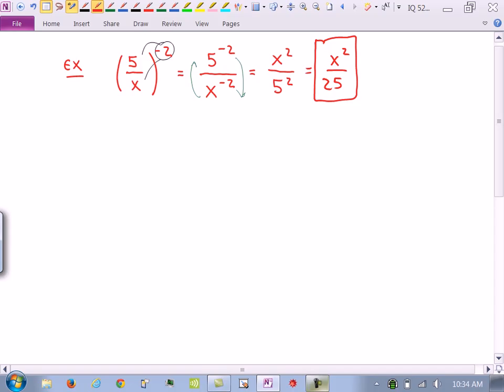All right, let's try this. How about 9y to the negative 2 over 3x to the third, all of it raised to the third. It's like a snowball, right? It just keeps getting bigger and bigger and worse and worse.